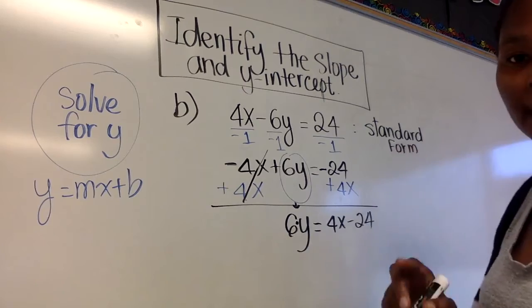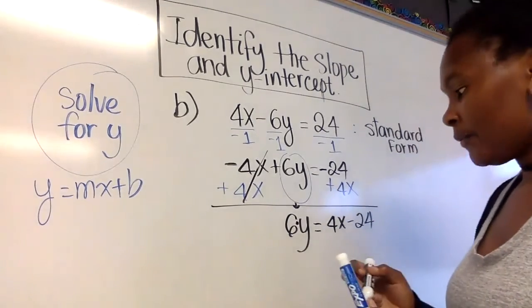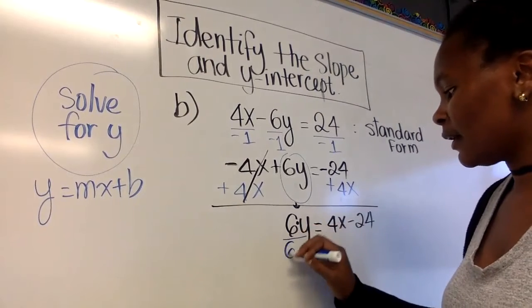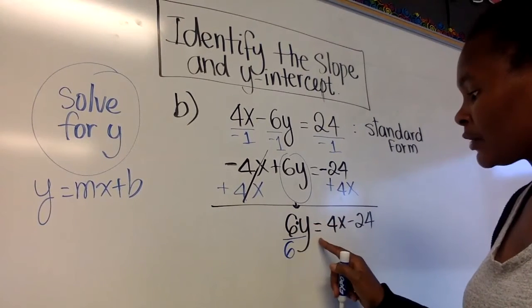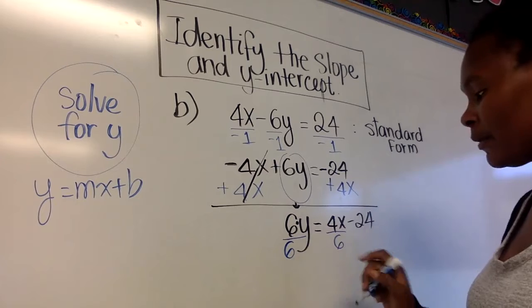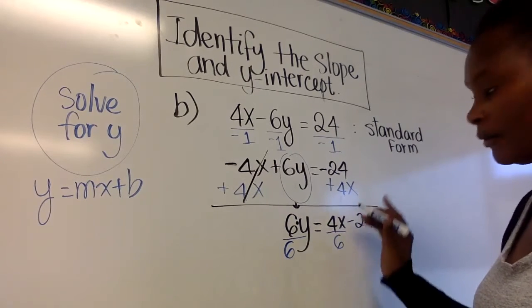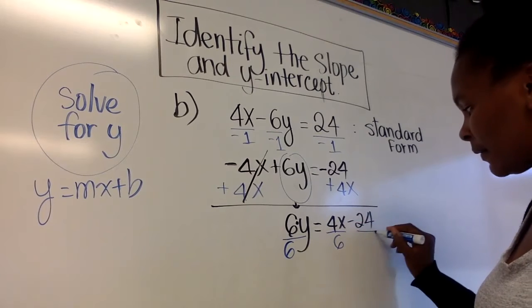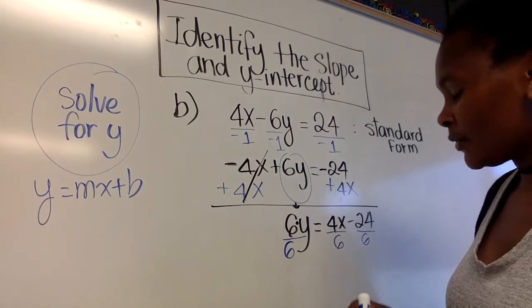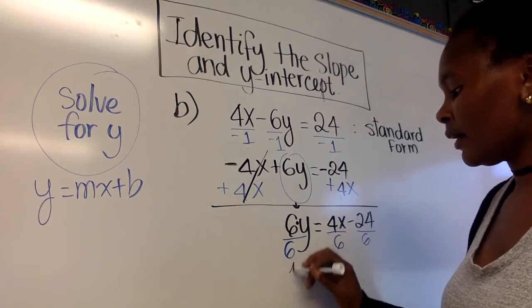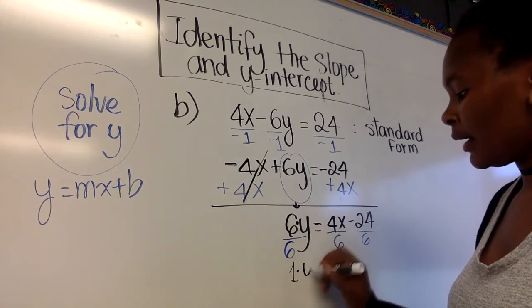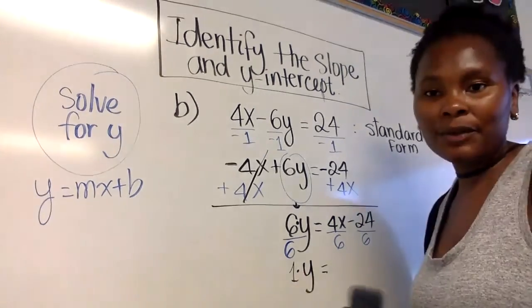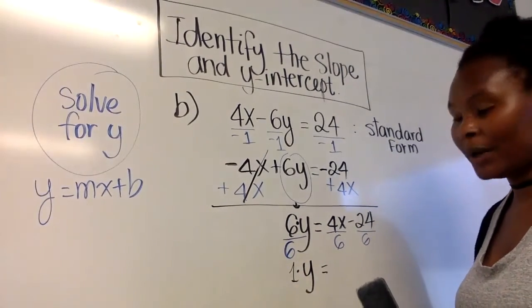Again, the goal is to have y by itself. For y to be by itself, I need to undo the multiplication by 6. So I'm going to divide by 6, and to balance the equation, I have to divide the other side also by 6. Remember, you have to divide every single term on the other side. On the right side, you have two terms, so you have to divide both of them by 6, not just one. So now 6 goes into 6 once, times y. Now, like I said earlier, when there is a 1, mathematicians don't really write the coefficient of 1.